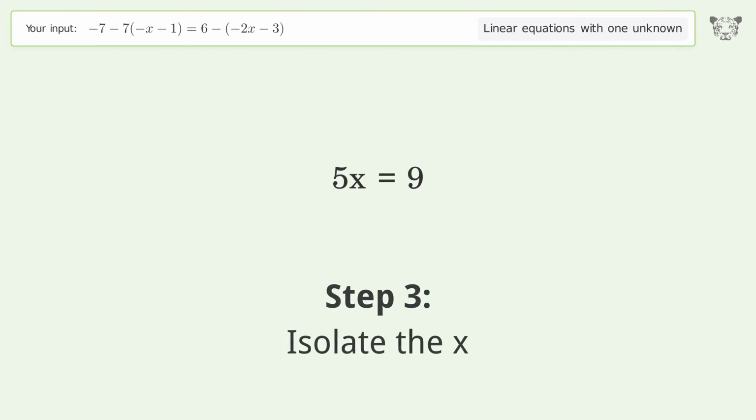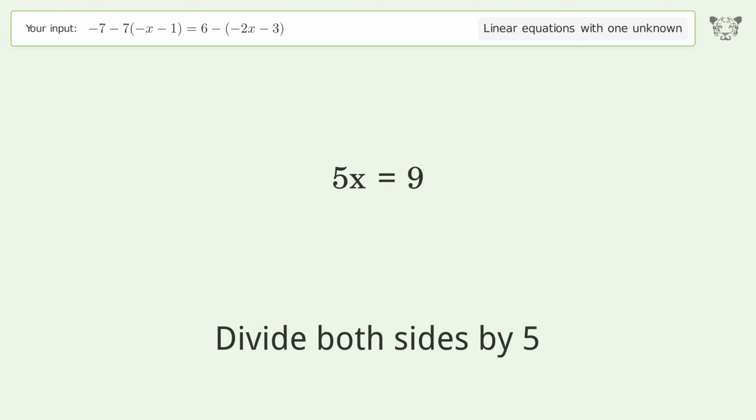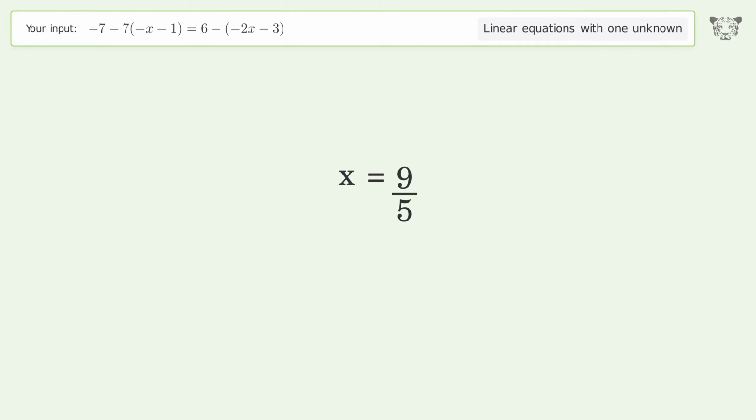Isolate the x. Divide both sides by 5. Simplify the fraction. And so the final result is x equals 9/5.